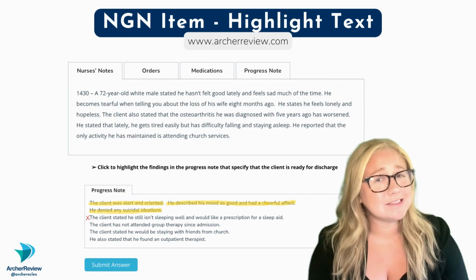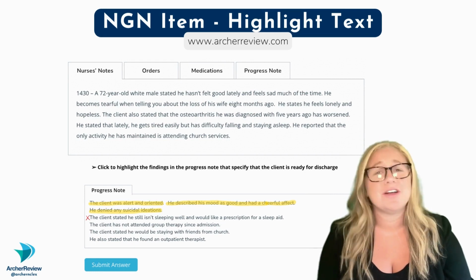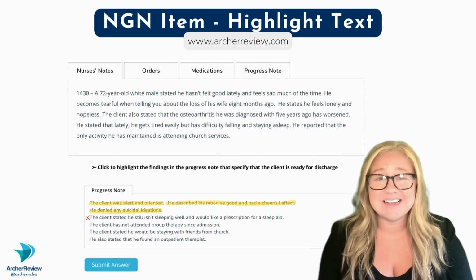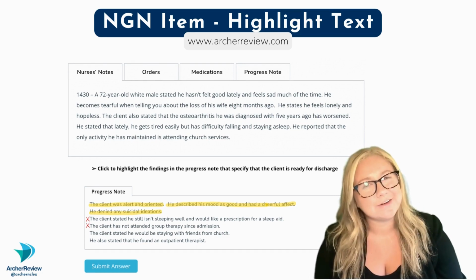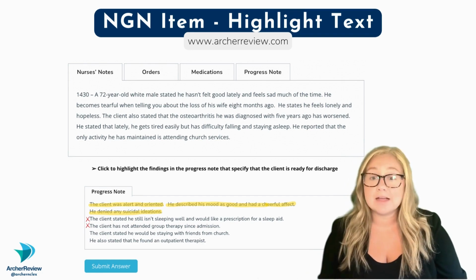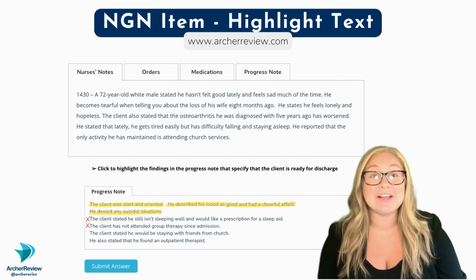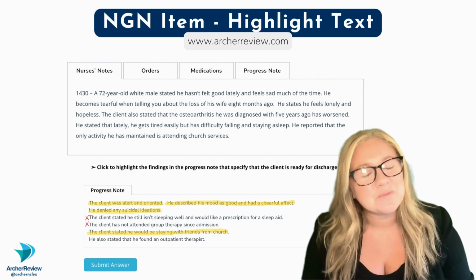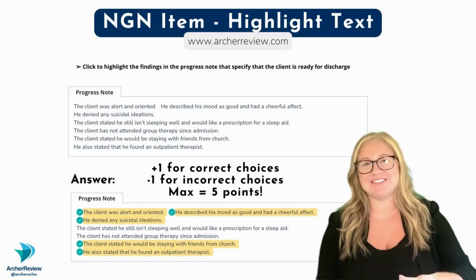Now, if he states he's not sleeping well, is that an indicator he's ready for discharge? False. Let's not highlight that. And what about if he states that he's not been attending group therapy? Again, not an indicator he's ready for discharge, not going to highlight it. Next, he states he'll be staying with friends from church. That's a good indicator. Let's highlight it. Lastly, if he tells you he's got an outpatient therapist, that's 2 thumbs up, definitely a good sign. So there's your answer, future nurses.